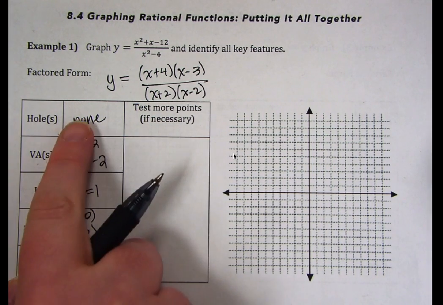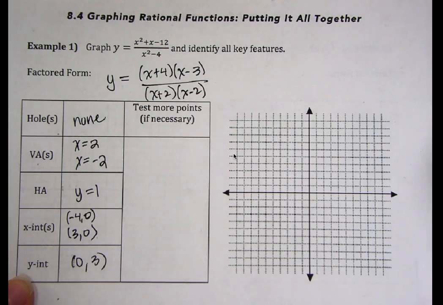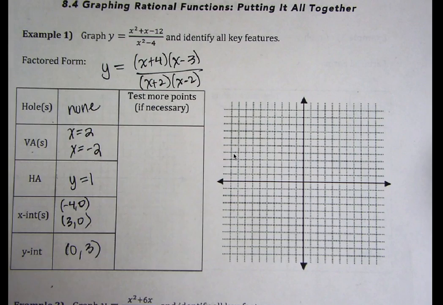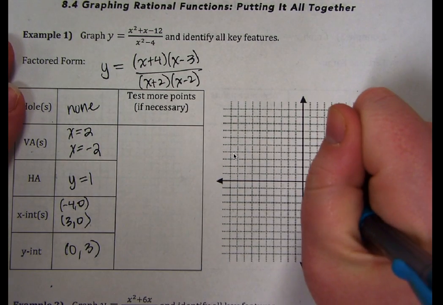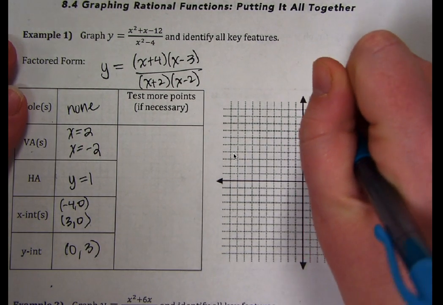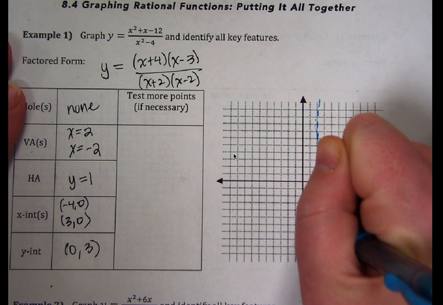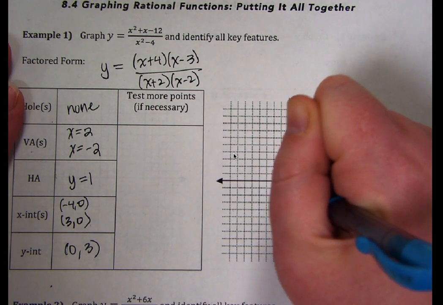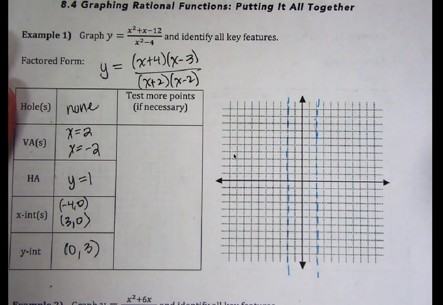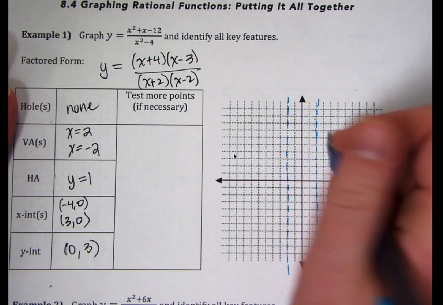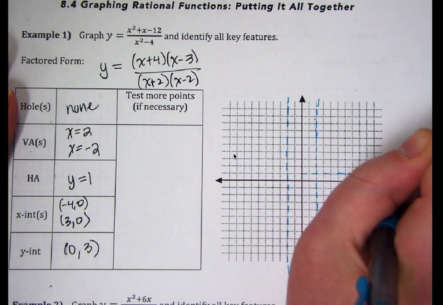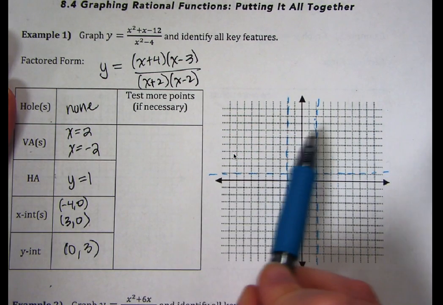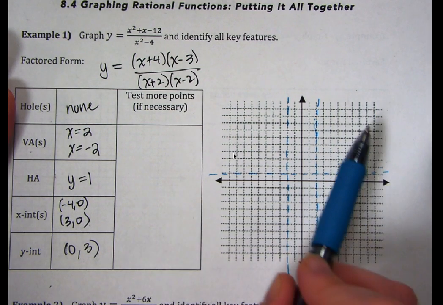Okay. Let's go ahead and plot what we know, and then we'll test more points if we need to. Our vertical asymptotes are at x equals 2. So I'm going to put in a vertical line at 2, and then at negative 2. And then we have a horizontal asymptote at y equals 1. So at this point there's 1, 2, 3, 4, 5, 6 kind of chunks to our graph.